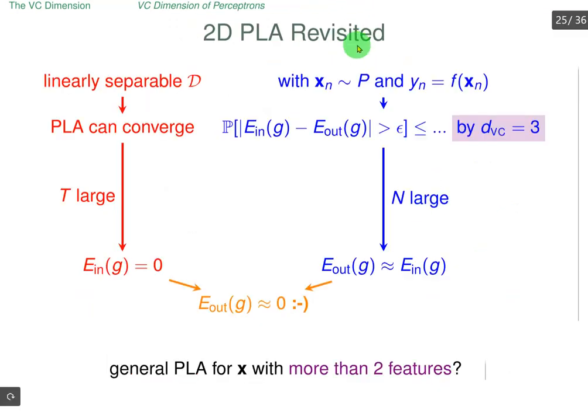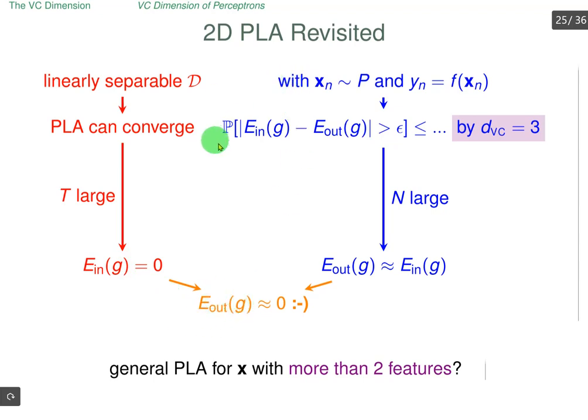Using the VC dimension of 2D perceptron, we can compare these two. Initially, we thought about linearly separable data, and we said that the perceptron learning algorithm can converge if the number of iterations is large enough, which means in-sample error is 0, right? And hopefully out-of-sample error will be 0.